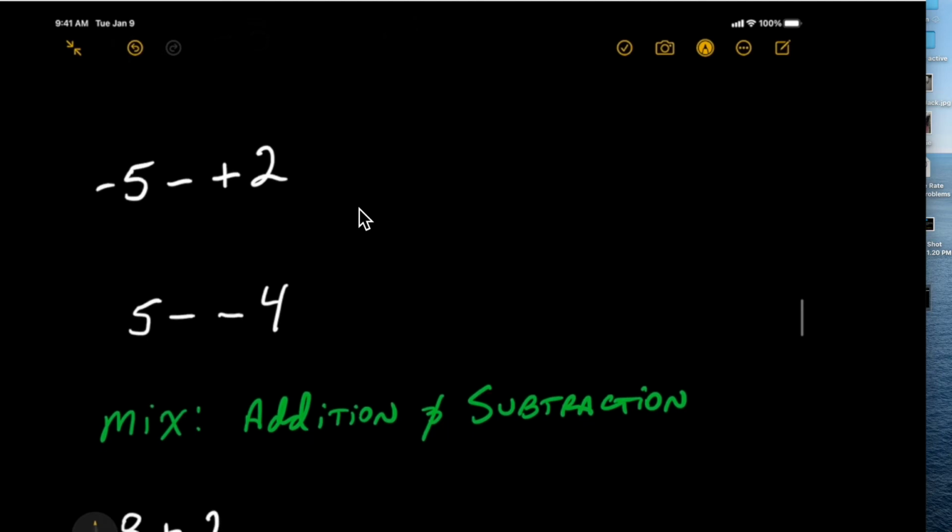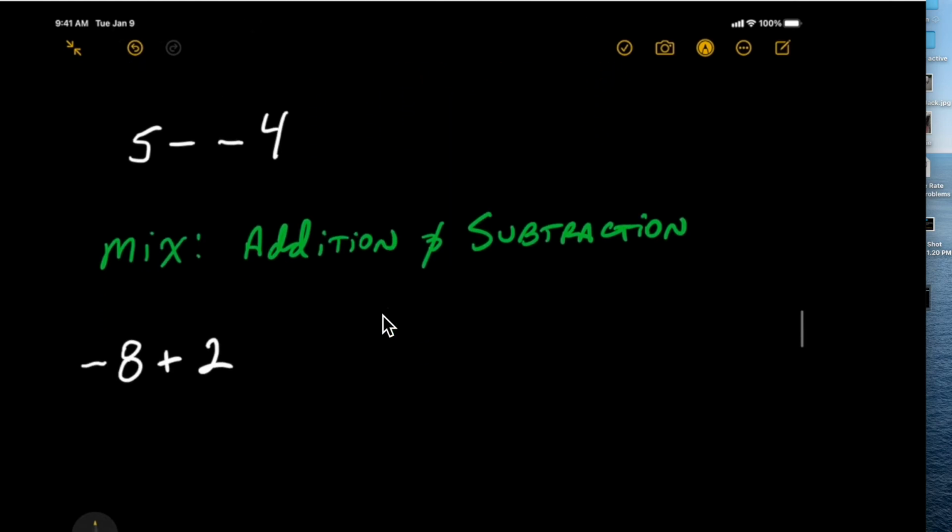Next one. We're subtracting a positive integer. We flip these and make this an addition situation. -5 plus -2. When we're adding integers and the signs are the same, we add the numbers together and we keep the sign that they share. -7 is your final answer.